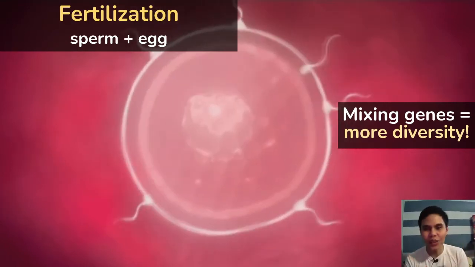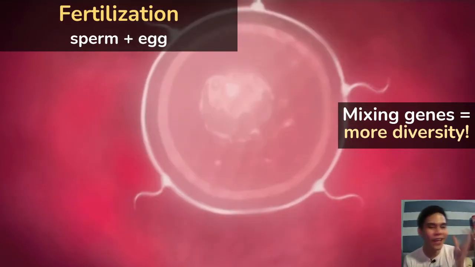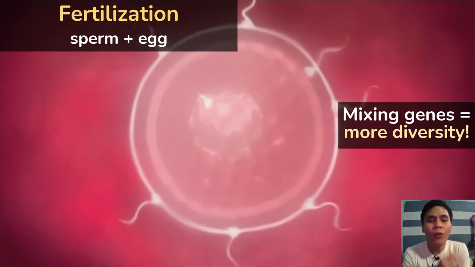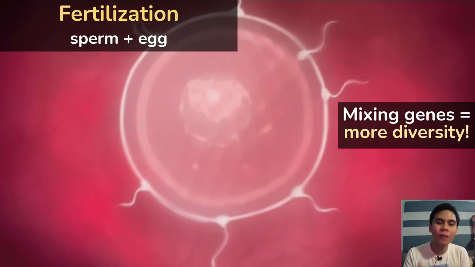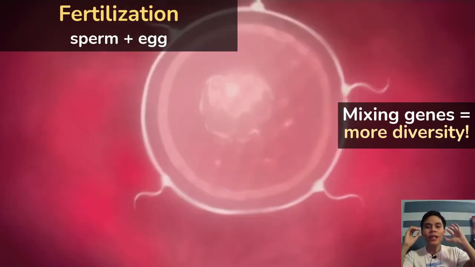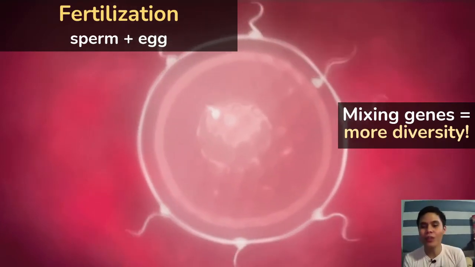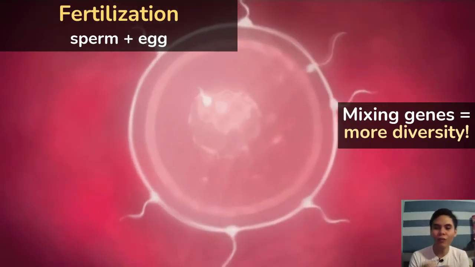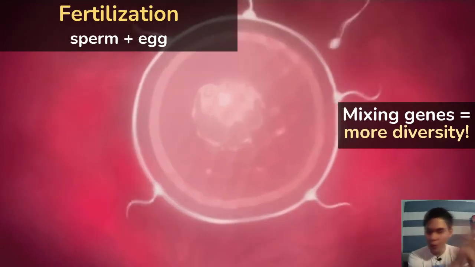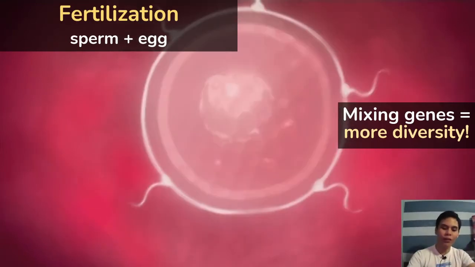Sperm and egg together. The sperm from the male parent and the egg from the female parent will mix genes, creating more diversity for their offspring. This gives their offspring a greater chance of surviving in an increasingly variable environment. So it's very beneficial if your environment is always changing. So this is the reason why you and your siblings are different.